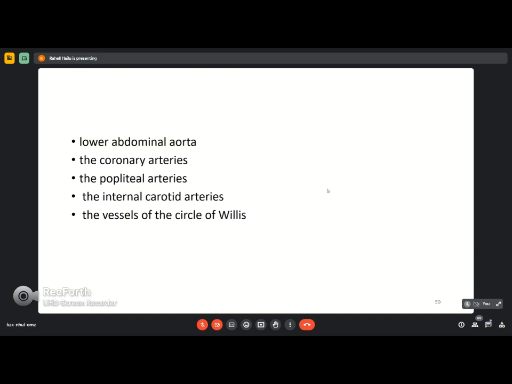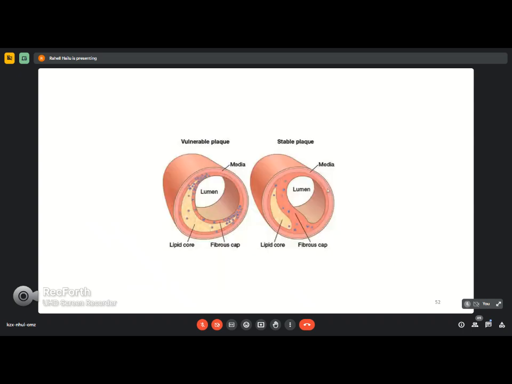So the common areas where you would expect atherosclerotic plaques are the large arteries, particularly the lower abdominal aorta. You have the coronary arteries, the popliteal arteries, internal carotid arteries, and also the vessels in the cerebrum within the circle of Willis.